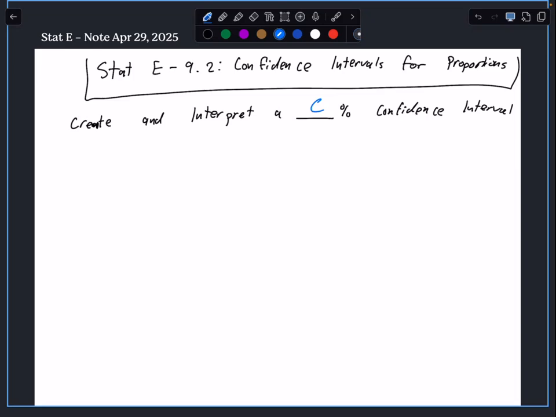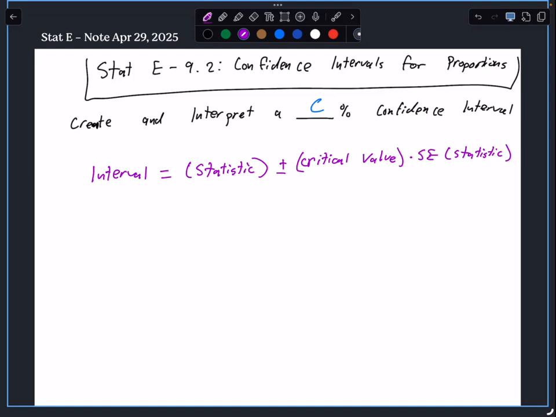All right, so when we ask you for the interval, it is equal to the statistic plus or minus the critical value times the standard error of the statistic.